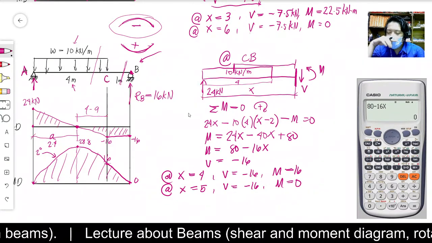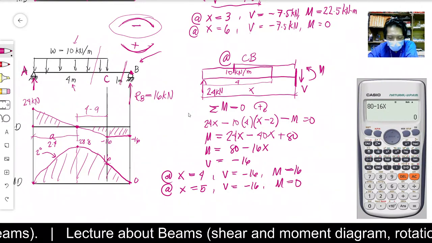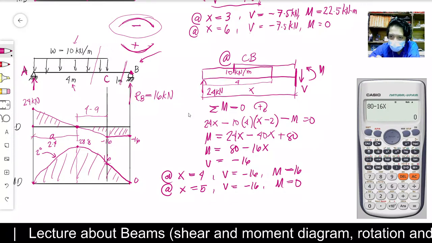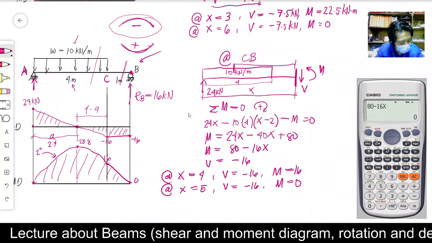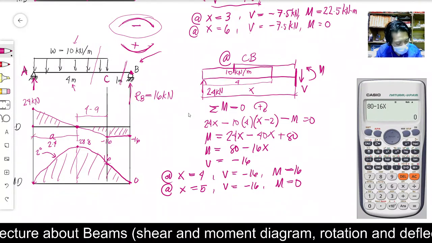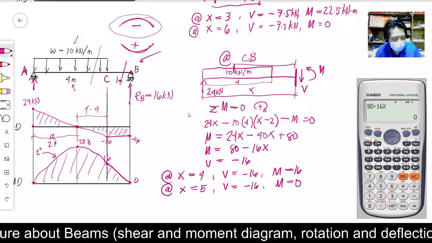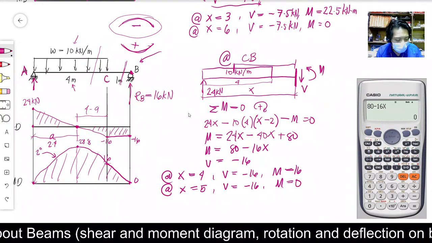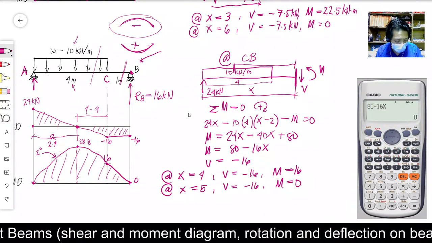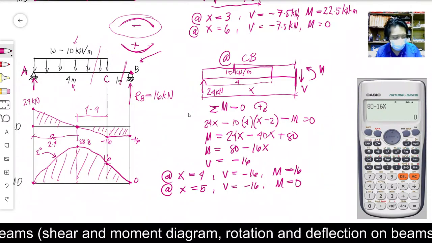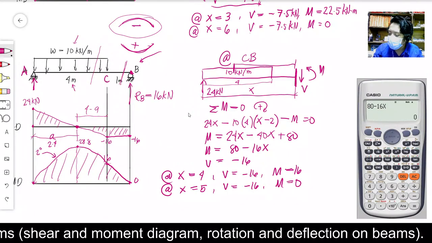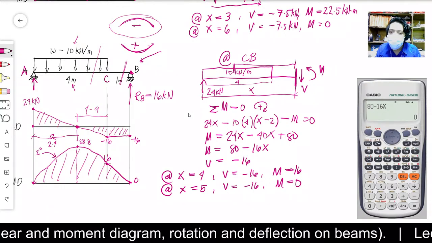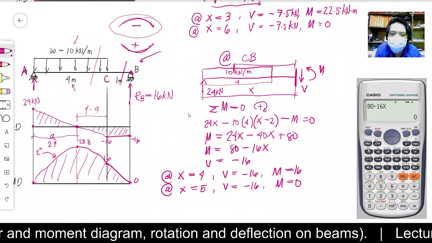So much for that. The next topic is finding the deflection. If you have a question, please ask your question. You may ask on the chat, on private chat, or you can use the live chat. Okay, so we'll go to the next topic, finding the deflection using the double integration method.